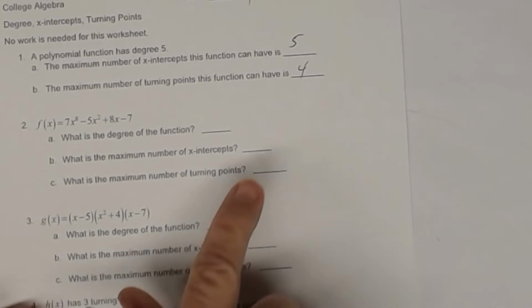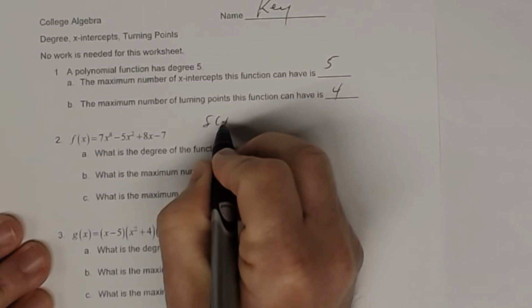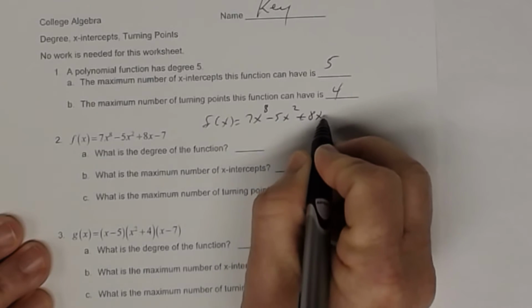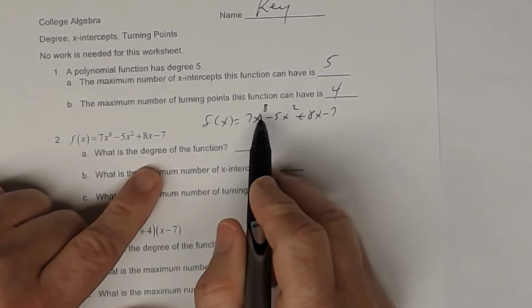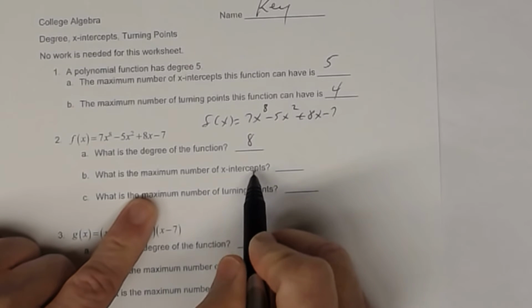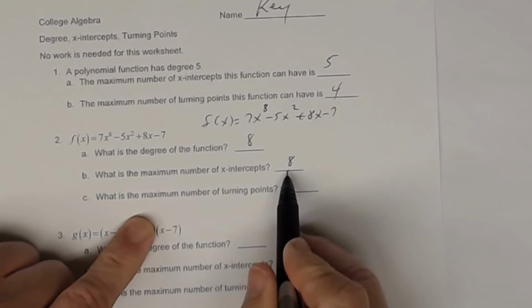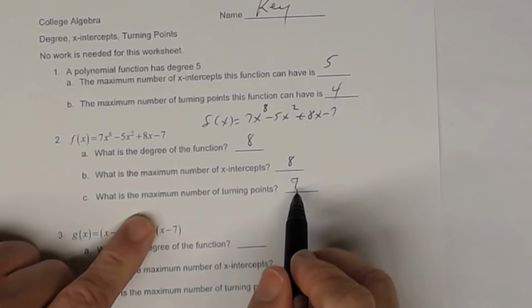All right, so number 2. You have this function f of x is equal to 7x to the 8th minus 5x squared plus 8x minus 7. So in a polynomial function, notice there's only one variable, so it's easy to determine the degree. The degree will be the largest exponent. And so the maximum number of x-intercepts is going to be 8, and the maximum number of turning points will always be one less, so the maximum number of turning points is 7. Does not mean there's going to be 7. It means that the maximum number is 7.